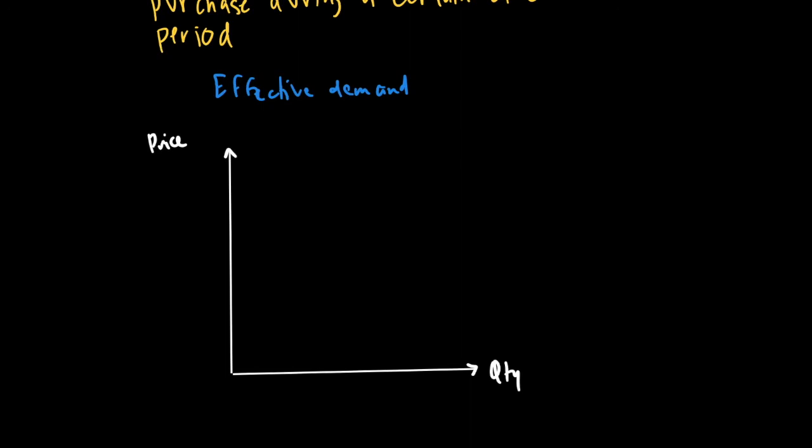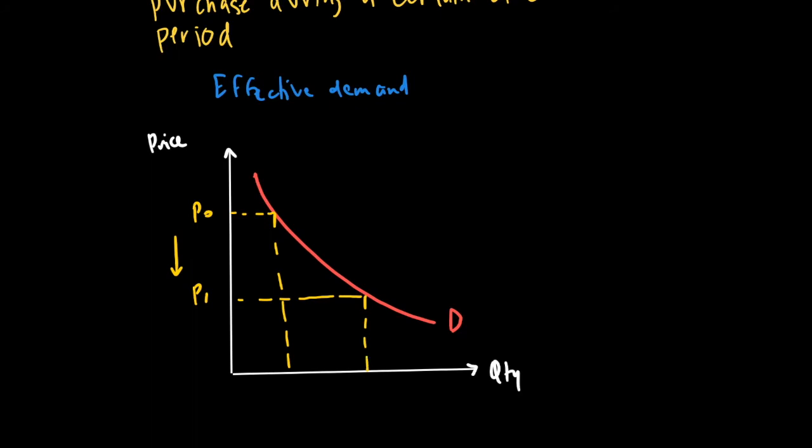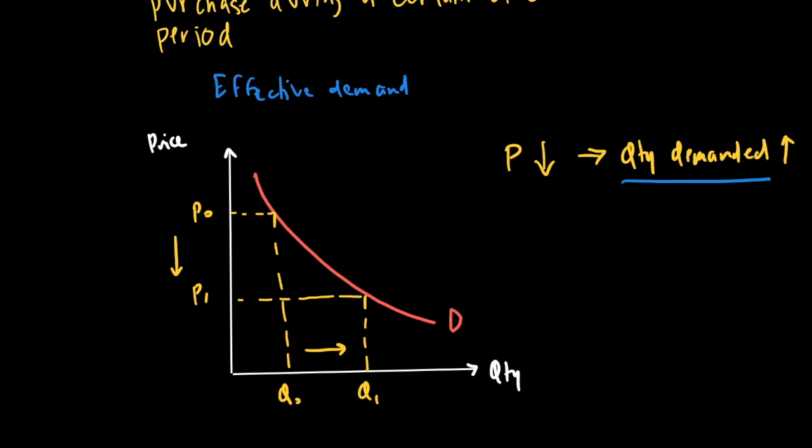So the relationship looks like this, where the demand curve is a downward sloping graph. And what we say is that if the price of a good goes down from P0 to P1, you will see the quantity demanded go up. Let me write this here: price goes down, the quantity demanded goes up. You will notice that I'm saying quantity demanded and I'm not saying demand. There's a reason, because there is a difference between the demand and the quantity demanded.